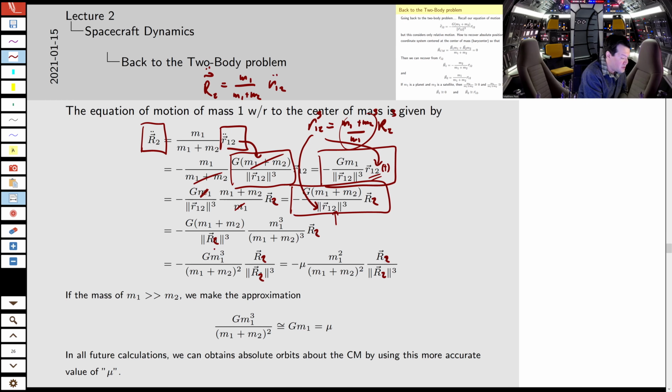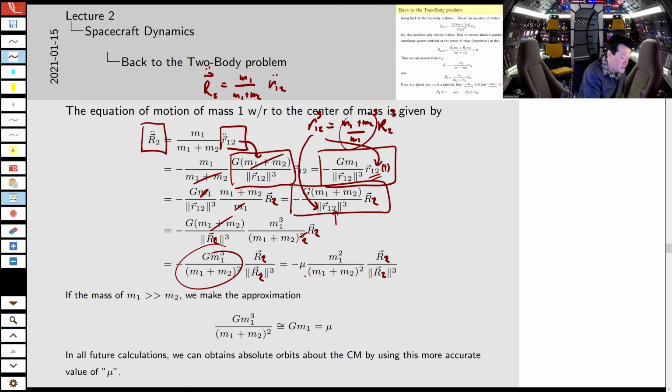So let's see, where is that? So the cubic expression pops up there. And now what do we do? Well, we have this cube term here. This term cancels out the cube, and that makes it squared. And then we've got G m cubed over (m1 plus m2) squared. Okay, so now what are we going to do?